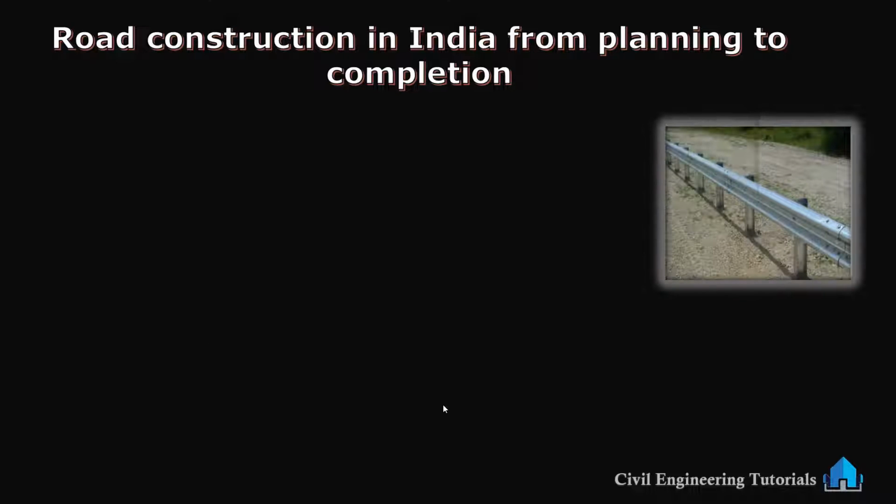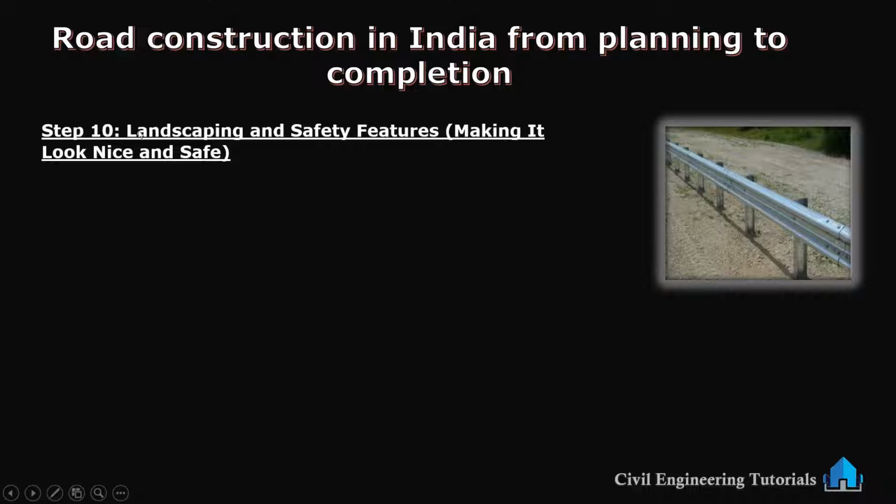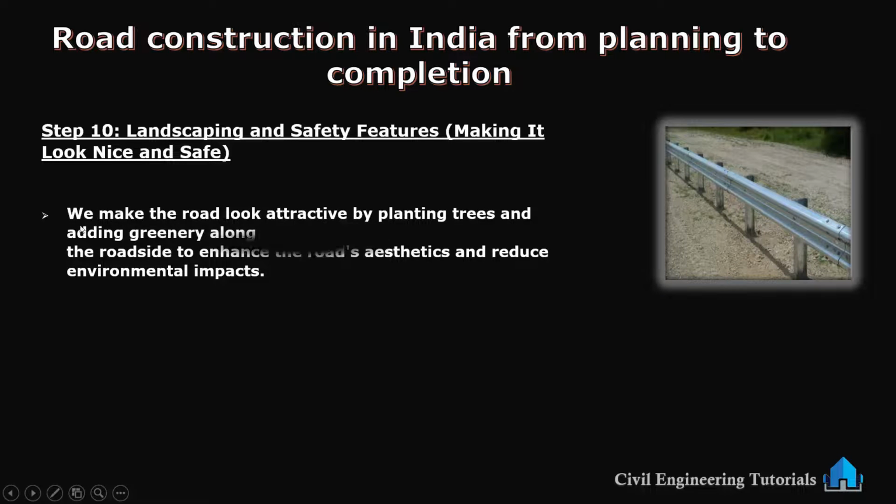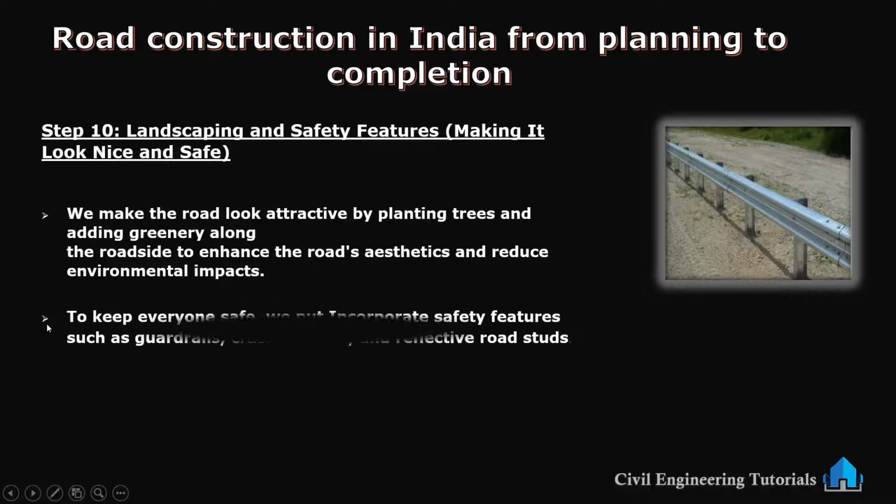Now, step number 10. Landscaping and safety features, means making it look nice and safe. So, we make the road look attractive by planting trees and adding greenery along the roadside to enhance the road's aesthetics and reduce environmental impacts. Okay, to keep the environment safe, keep everyone safe, we incorporate safety features such as guardrails, crash barriers and reflective road studs.